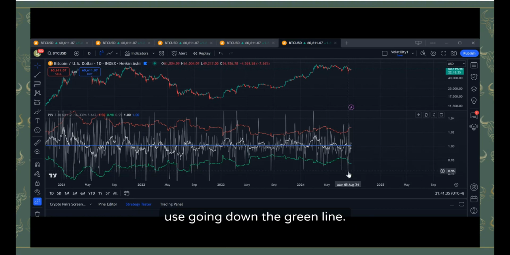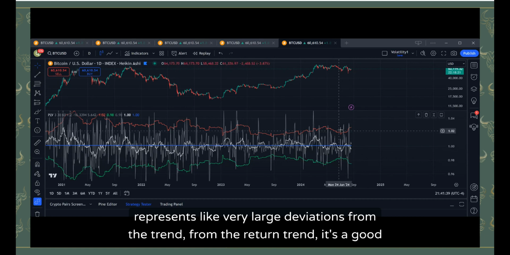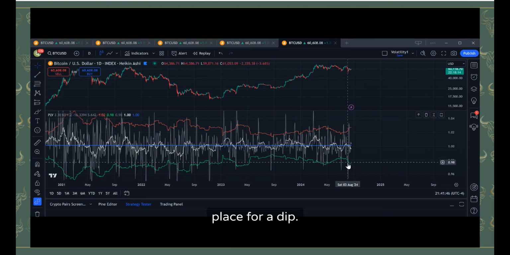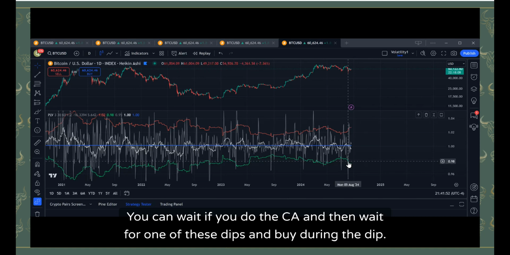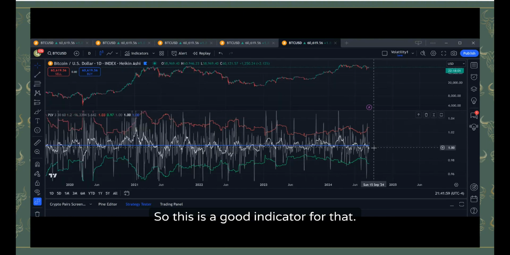Or you can use it again if you don't want to trade per se. The green line represents very large deviations from the return trend. It's a good place for a dip, so maybe you want to buy more during this time. If you do DCA, you can wait for one of these dips and buy. So this is a good indicator for that.